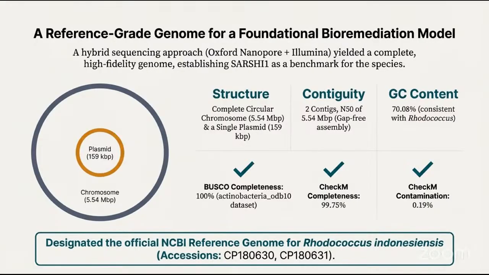After the assembly, we submitted the raw data as well as the assembled data to NCBI. There was only one genome available for this particular species, and ours was the second one. After review, NCBI considered this strain of Rhodococcus indonesiensis as the reference genome for this species.